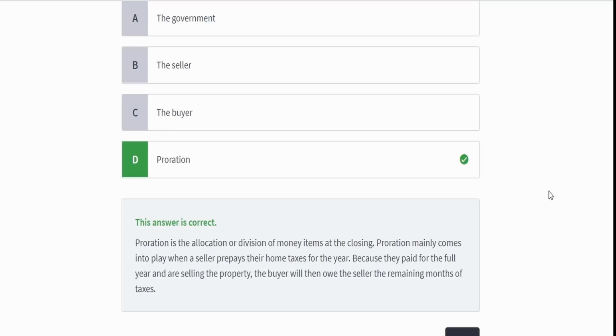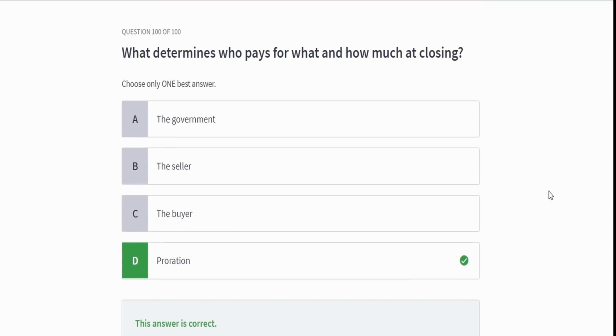Makes sense, right? Let's say you sell the house in February, and you prepaid till March, then you would obviously get that difference in taxes. That makes sense. It's only fair. So that's where proration comes up. So again, what determines who pays for what and how much at closing? That would be proration. And that is it for part 2.